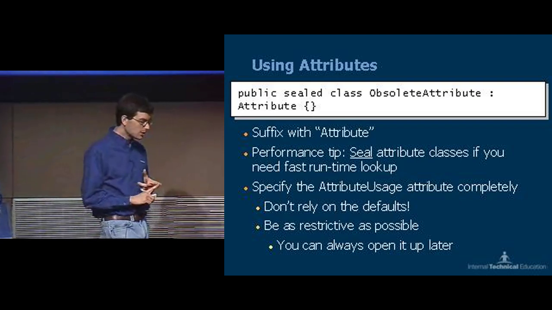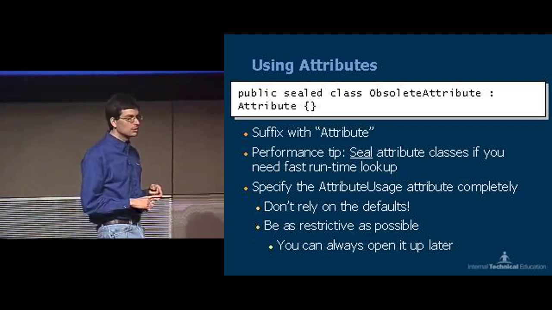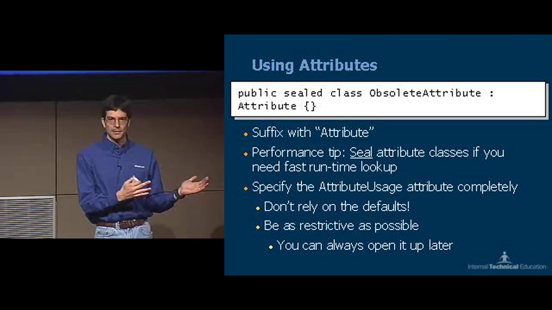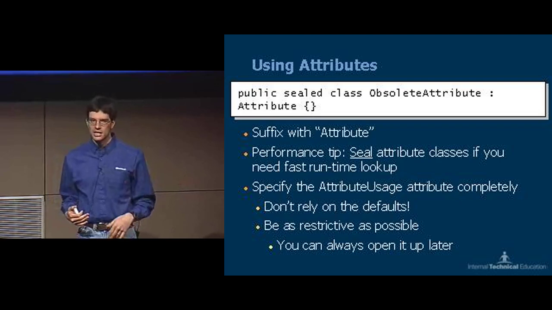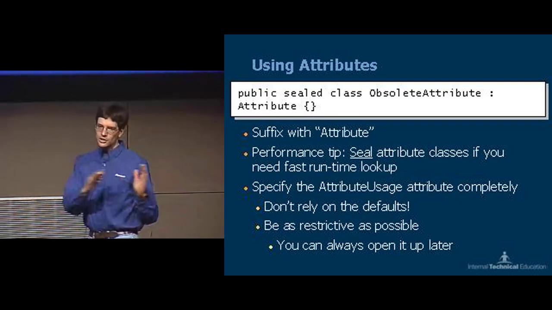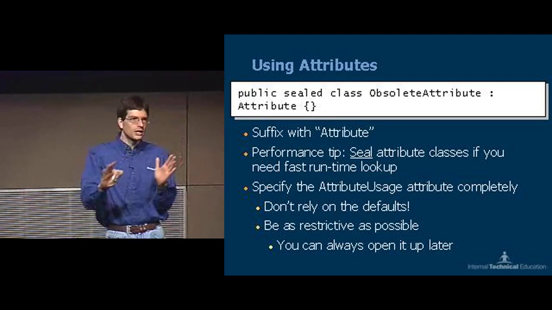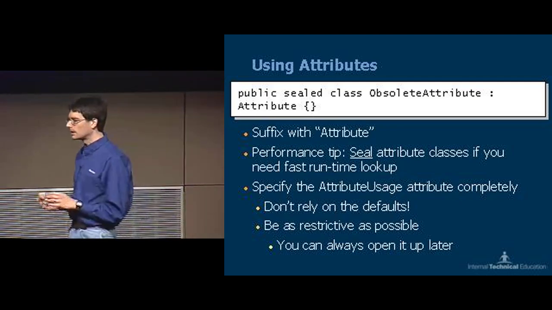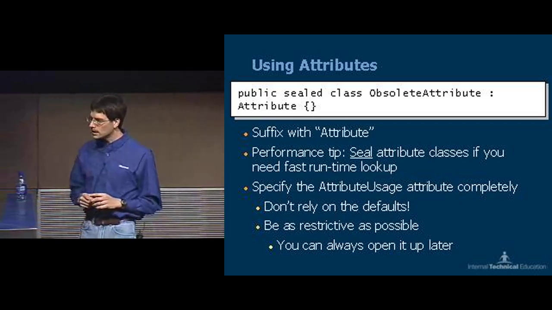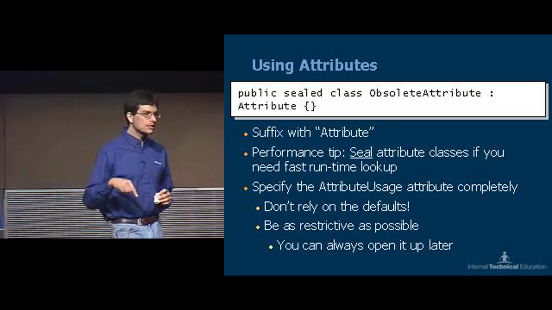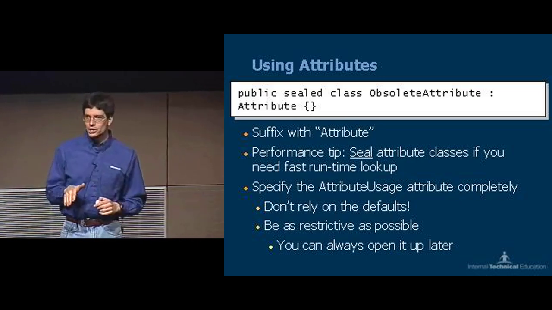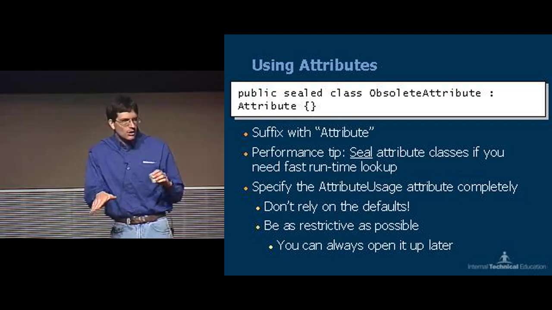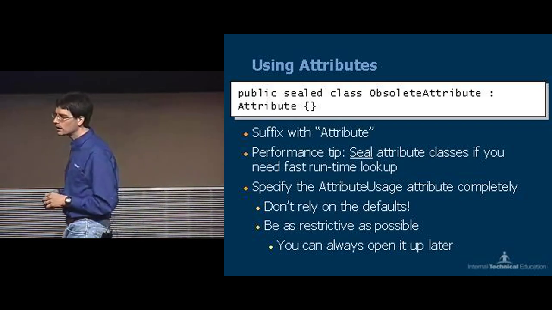So a couple things. One is we do suffix attribute with "Attribute", and we do that for the same reason we do with exceptions. We want them to kind of stick out in an inheritance hierarchy or a list of classes, so that you can hone in on the other ones and ignore these for the most part. If you're going to be looking these things up at runtime using reflection, then it's a bit cheaper if they're sealed, because reflection can go down a different code path there.